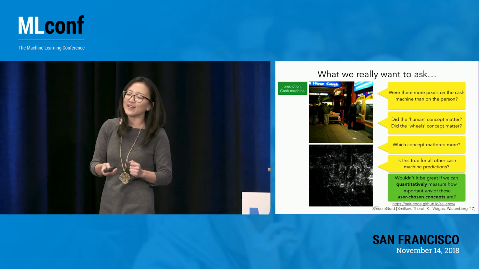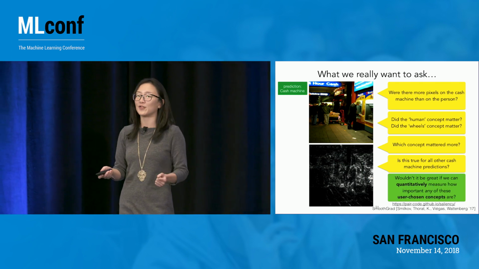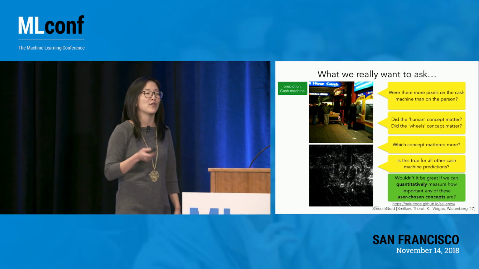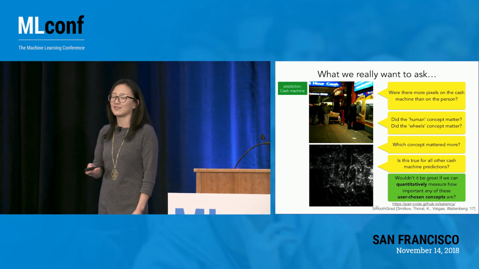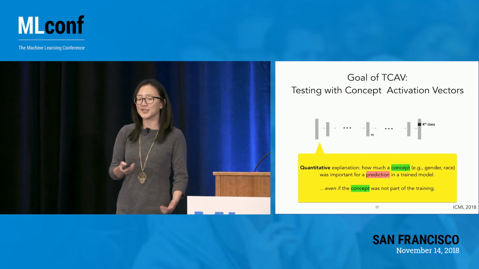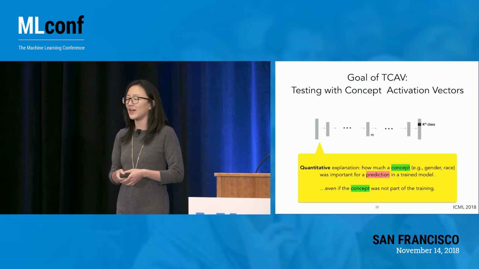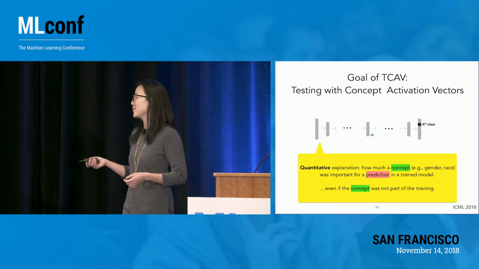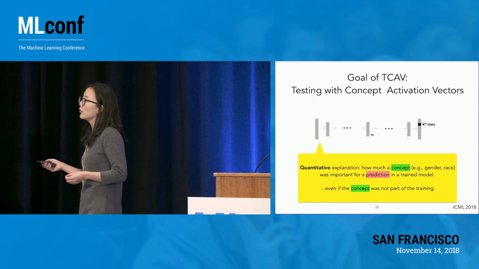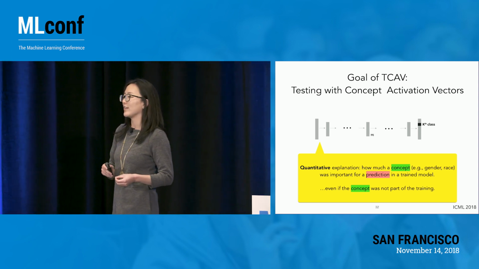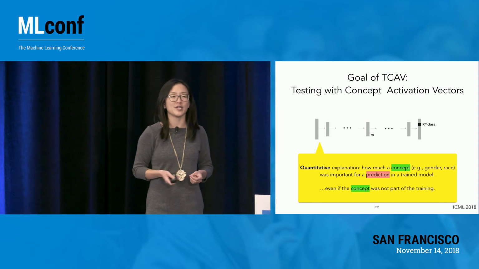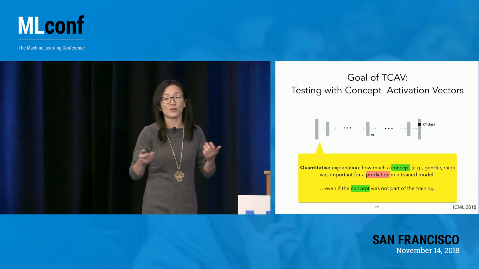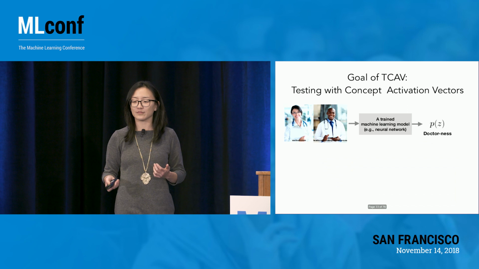So wouldn't it be great if we can have a quantitative measure of how important these concepts are that you just came up with on the fly after training? So that's what we did. This is called testing with concept activation vectors, TCaV. And TCaV provides a quantitative explanation of how important the concept that you came up with after training is for that prediction. And a concept can be all sorts of different things, gender, race, or other things, as I will show you.